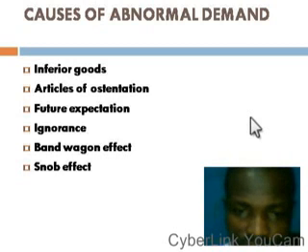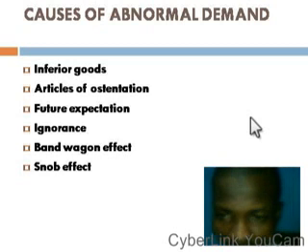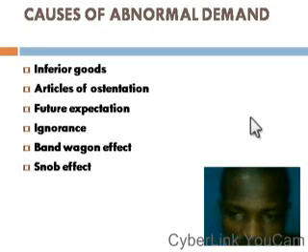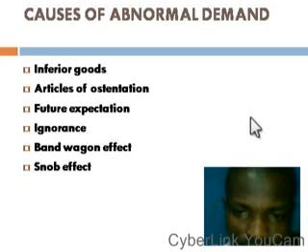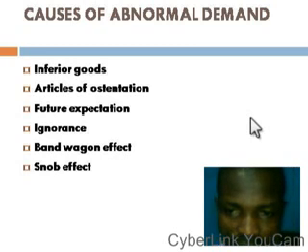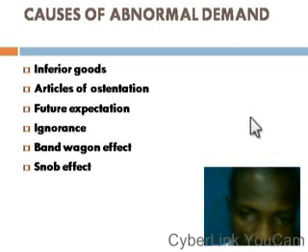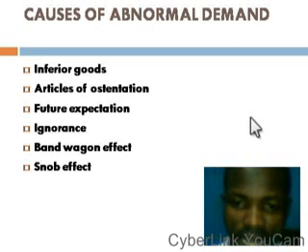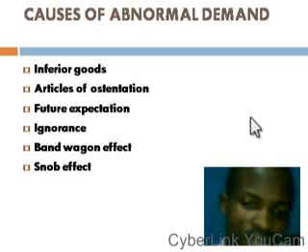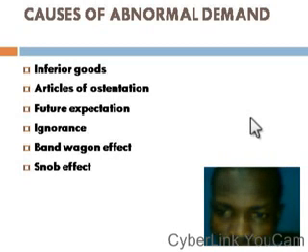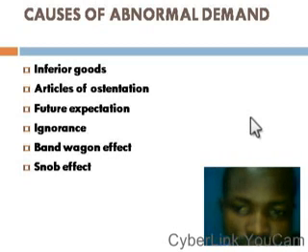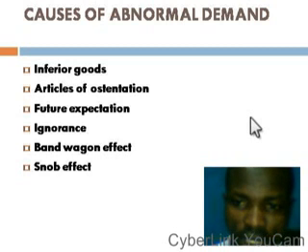So this can bring about an exceptional demand situation. Like I said earlier, when we talk about inferior goods, these are goods whose consumer will buy less as his income rises and vice versa. And we say under normal situations, when the income of a consumer rises, the demand by that particular consumer is also supposed to rise.